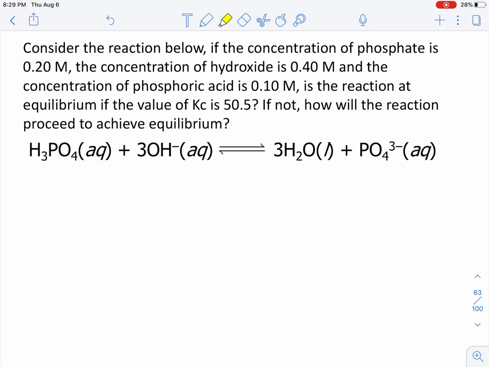And so first we're going to consider the reaction below. And if the concentration of the phosphate is 0.20 molar, the concentration of hydroxide is 0.40 molar, and the concentration of phosphoric acid is 0.10 molar, is the reaction at equilibrium? And so it told us that the equilibrium constant Kc is 50.5. And so if not, how will the reaction proceed to achieve equilibrium?